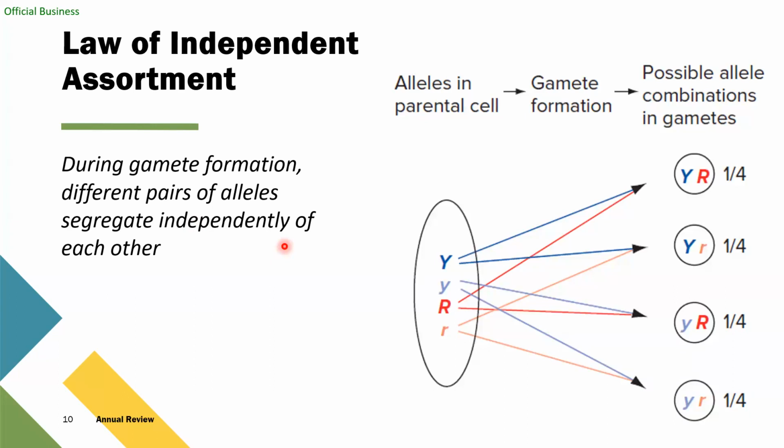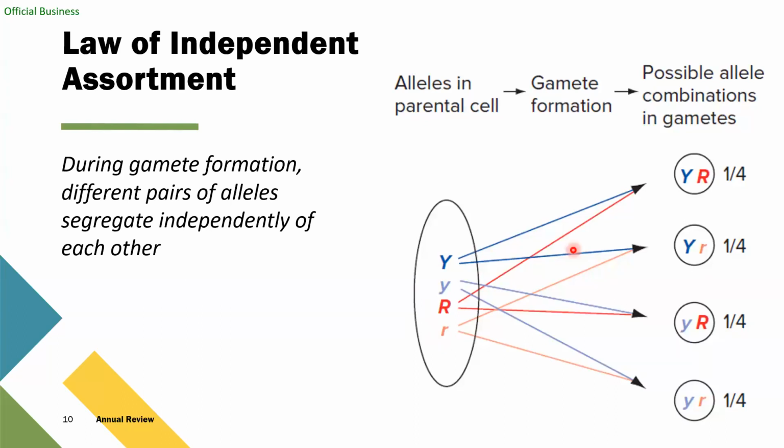Now, according to the law of independent assortment, your alleles are sorted or segregate independently of the others. So basically, one trait does not have anything to do with the other one. Later studies will show that this is not always correct, but the general idea is that a gene is basically independent of other genes. So here, for example, are two traits, the Y trait and the R trait.